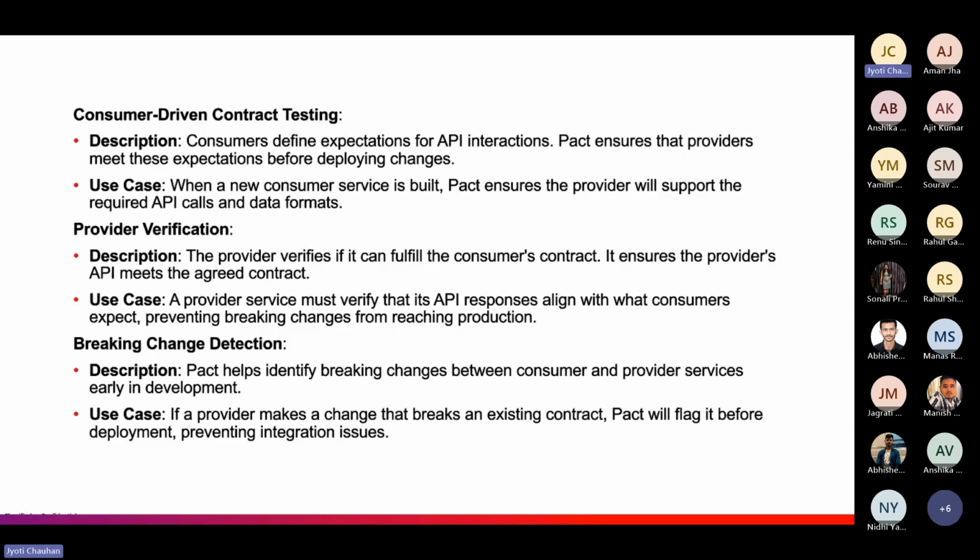Next one is breaking change detection. Pact also helps identify breaking changes between consumer and provider services early in development. Use case: if a provider makes a change that breaks the existing contract, Pact will flag it before the deployment, preventing integration issues.